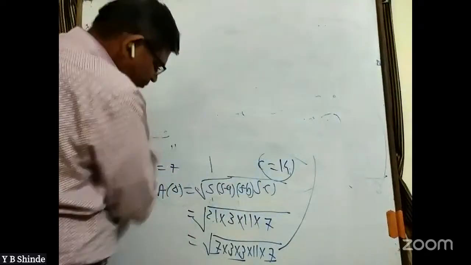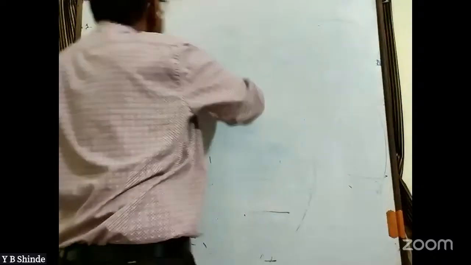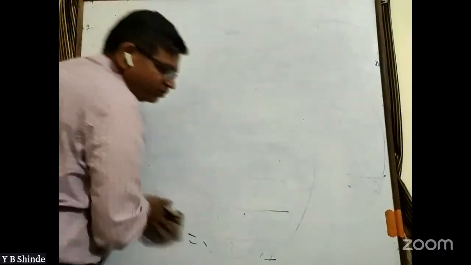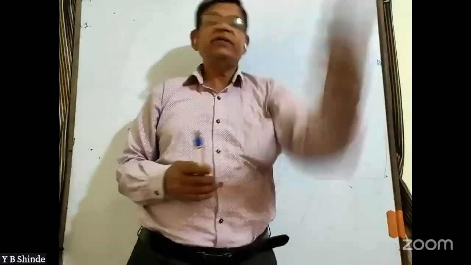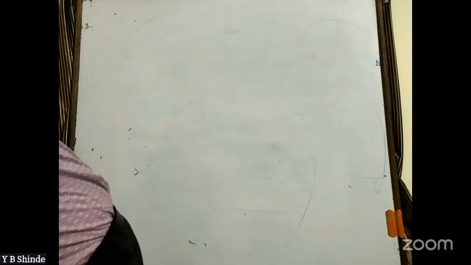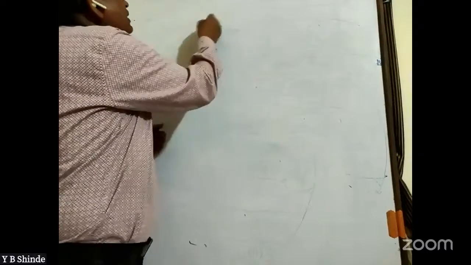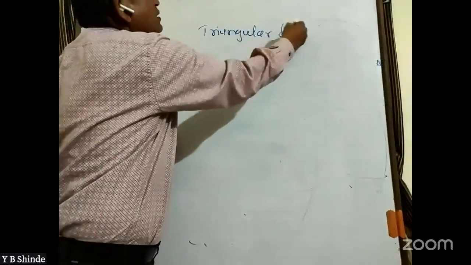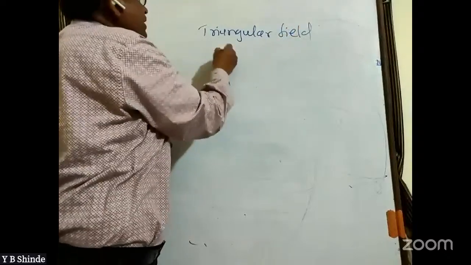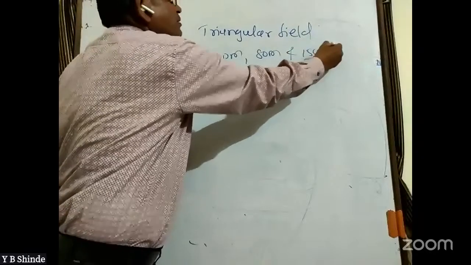A very important part of geometry is surface area and volume. You know the formula, but we don't know how to apply it. The question arises of application of the formula. Now here I have one problem in front of me. There is a triangular field. What are its sides? 50 meter, 80 meter, and 150 meter.